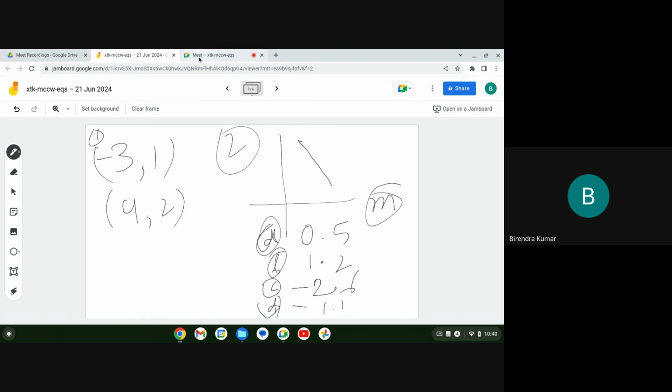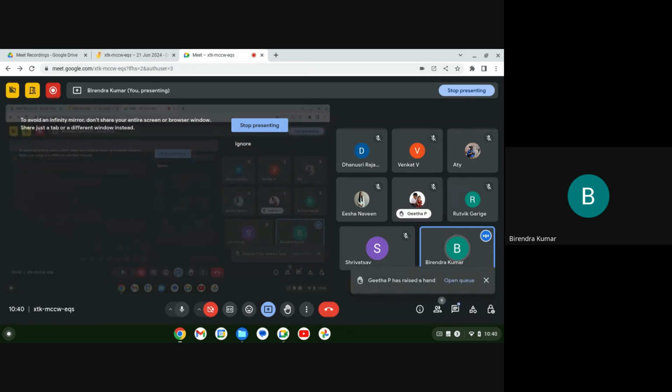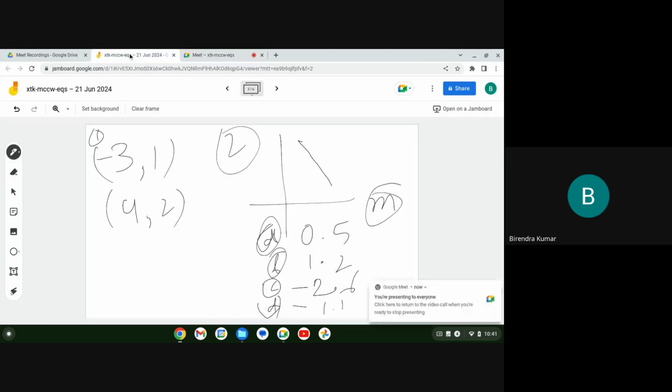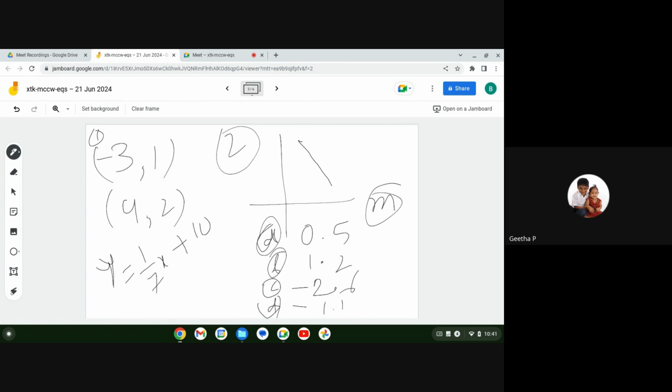Yep. Who is ready? Yes, Praneeth, are you ready? How much is your answer for the first one? For the first one, I got y equals 1/7 of x plus 10/7. 10/7? Okay. And for the second one, I believe it'd be D. D. Okay. I'll take that answer.